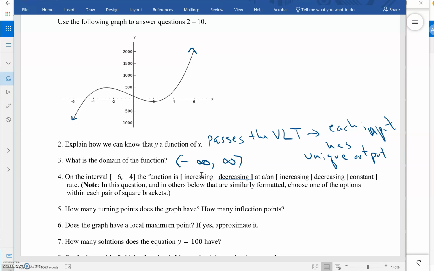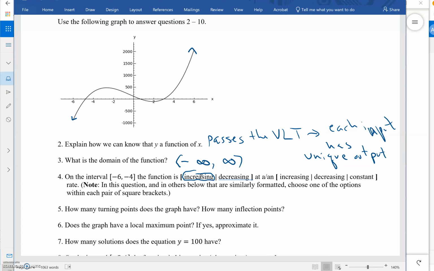Number 4, on the interval -6 to -4, what is the function doing? Well, from -6 to -4, that's here to here, and so the function's clearly increasing. You might look at this arrow here and say, oh, it's decreasing. But remember, we always read left to right. So as we move left to right, the function is getting larger. So it's increasing.